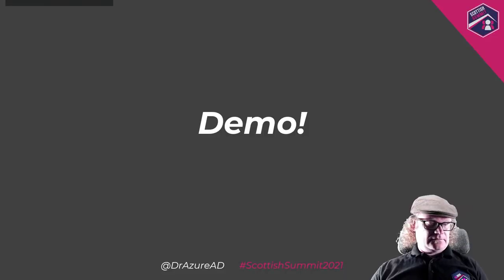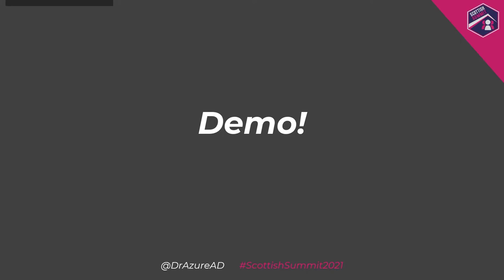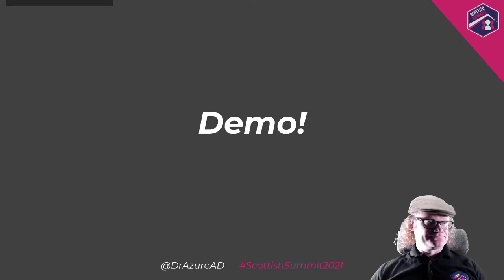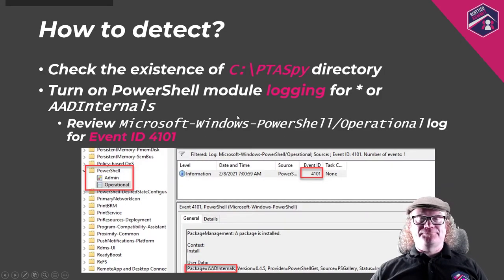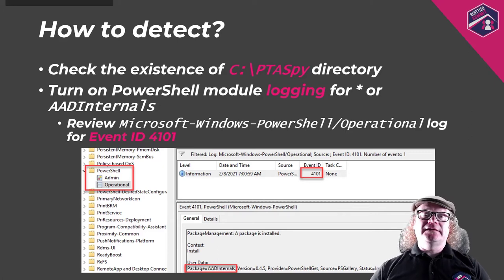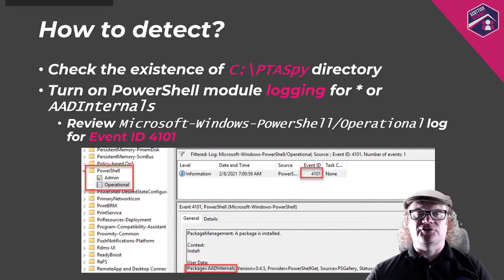So that was that demo. So how can we actually detect this tool? Well, the easiest part is to see whether there's a hidden directory in the root of the C drive called ptspy. If it is there, then you can be pretty sure that someone has installed this tool on your server.